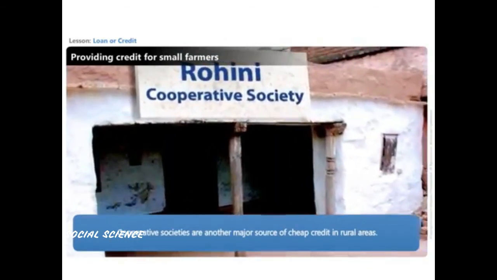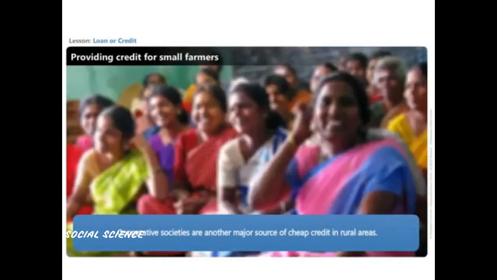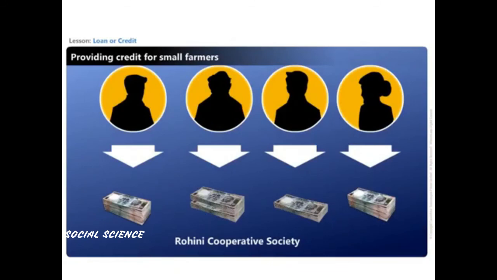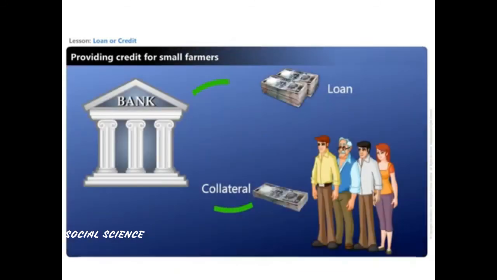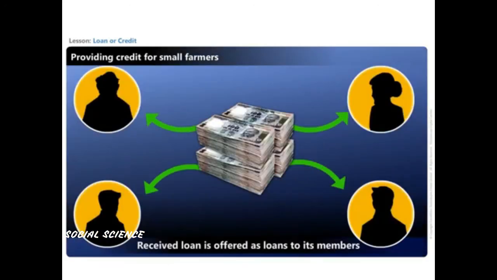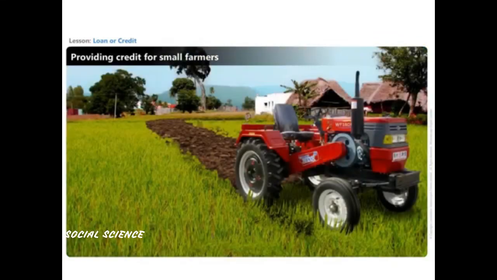Cooperative societies are another major source of cheap credit in rural areas. The cooperative societies accept some deposits from its members. With these deposits as collateral, the cooperative society obtains large loan from the banks. These funds are used to provide loans to the members. Once these loans are repaid, another round of lending can take place.